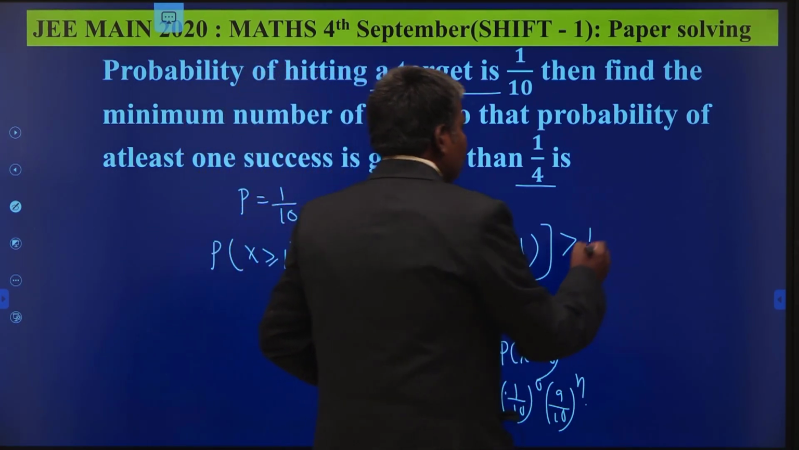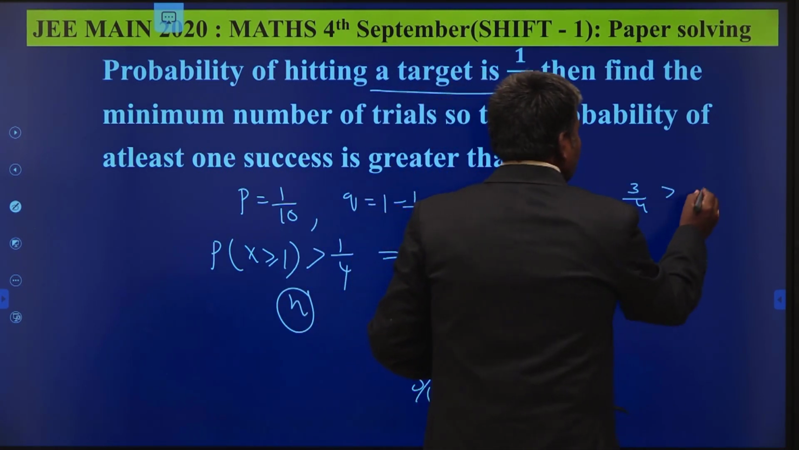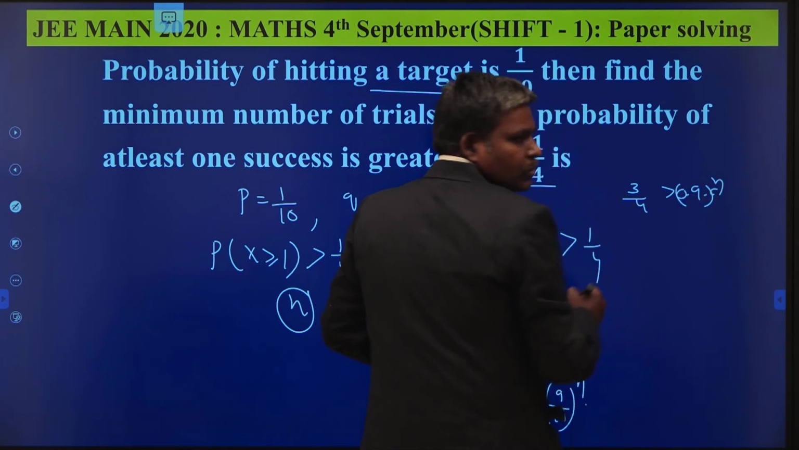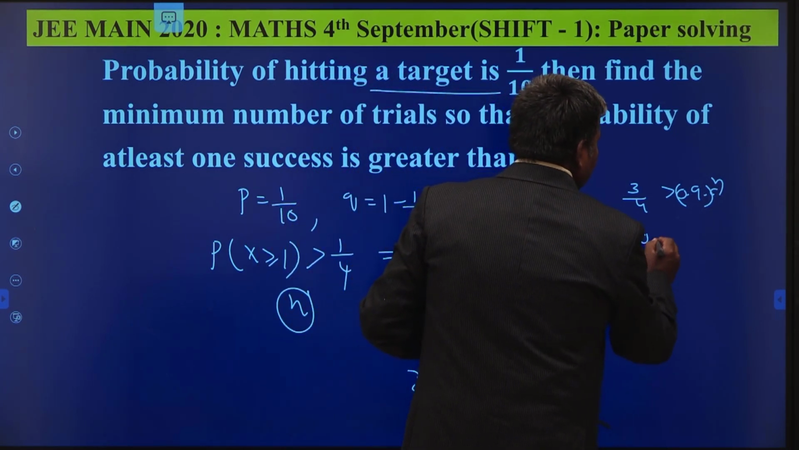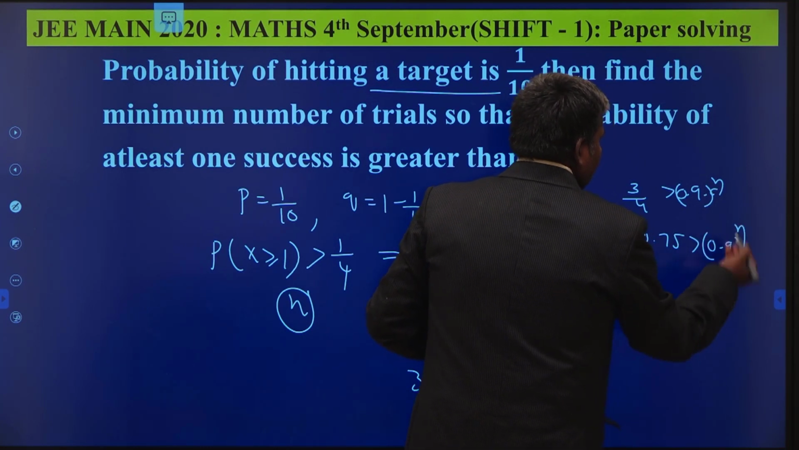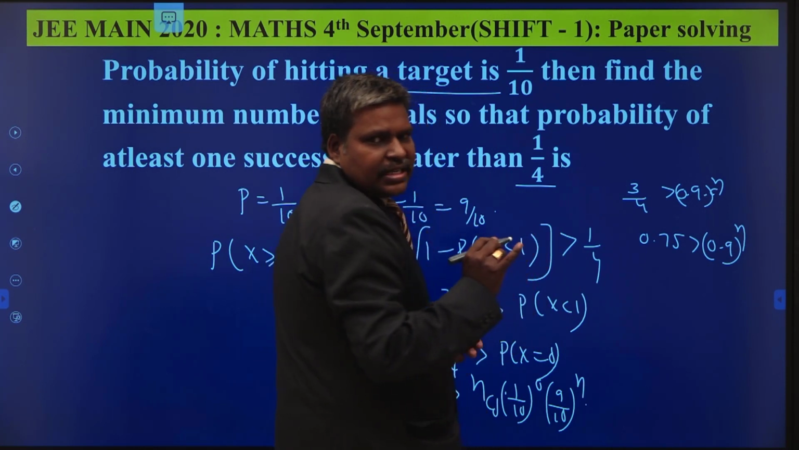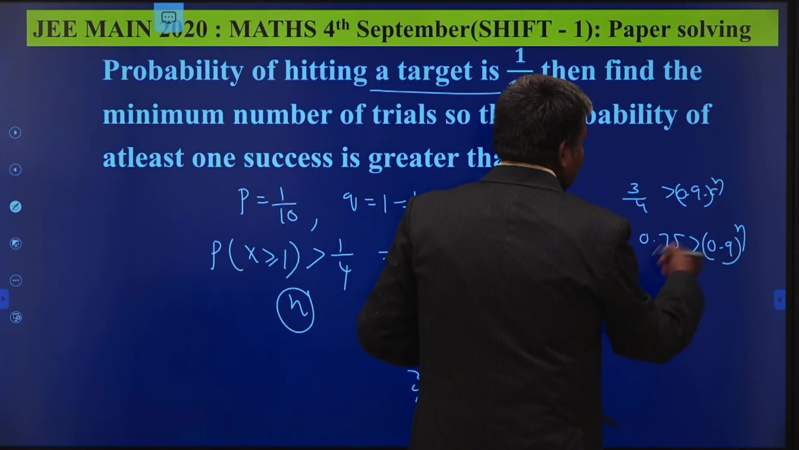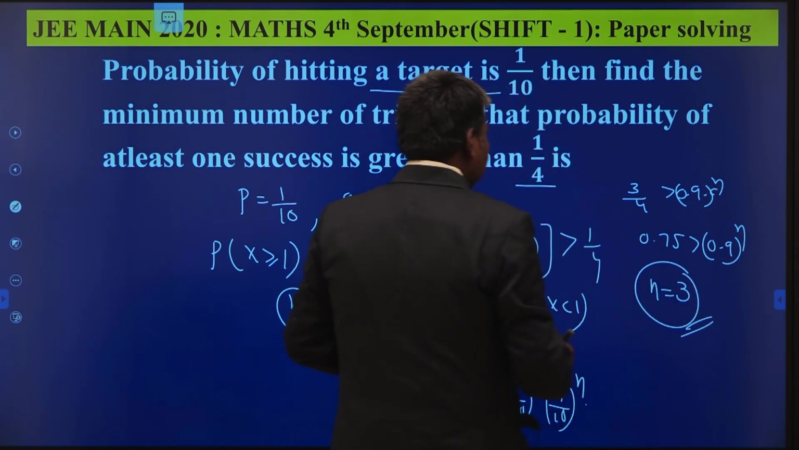So 3 by 4 should be greater than 0.9 power n. That means 0.75 is greater than 0.9 power n. For n equal to 1, not possible. For n equal to 2, it is 0.81, not possible. For n equal to 3, this is 0.72, that is possible. So the least value of n is 3 here.